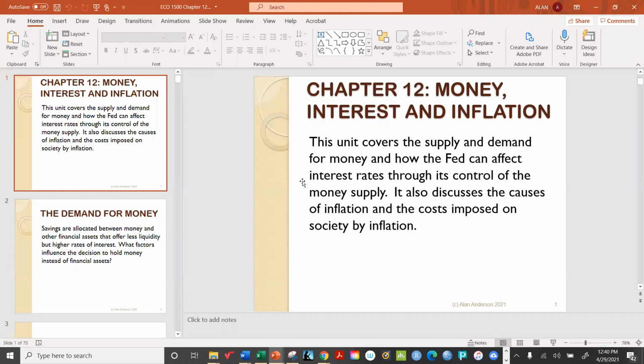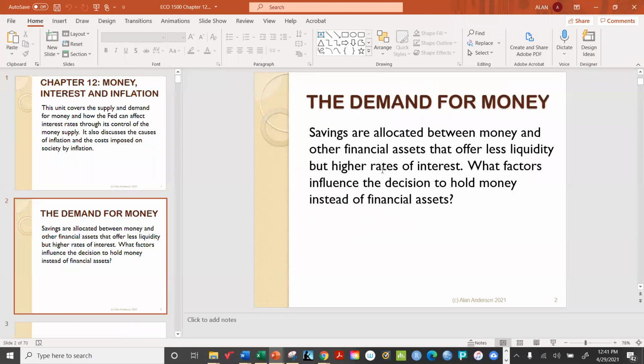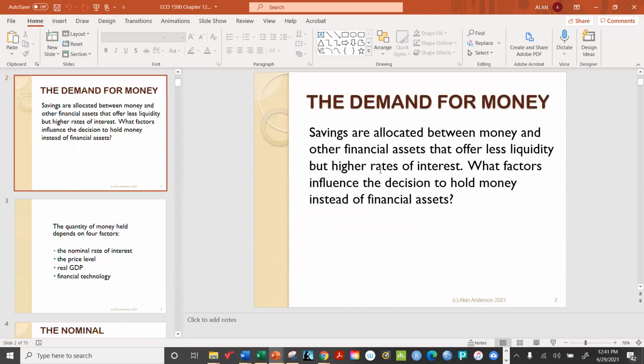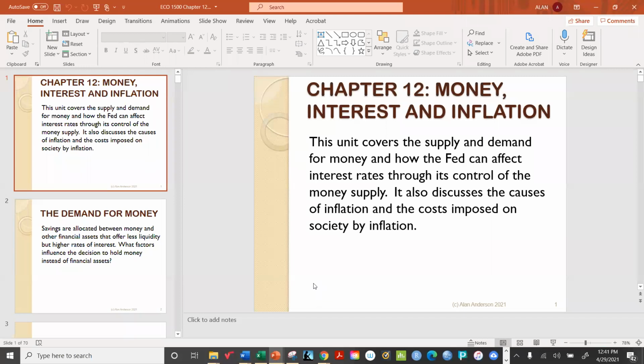In the last chapter, we looked at the definition of money and the functions of money, but now our focus is more on monetary policy and how the Federal Reserve System can influence the level of interest rates in the economy to carry out its policy objectives. Okay, so this is a little bit more involved, let's say, than the previous chapter, but it's also fun. So we're going to be looking at money and how the Fed can affect interest rates through its control of the money supply. And also there's a discussion at the end of the chapter about inflation and why it's so harmful to society.